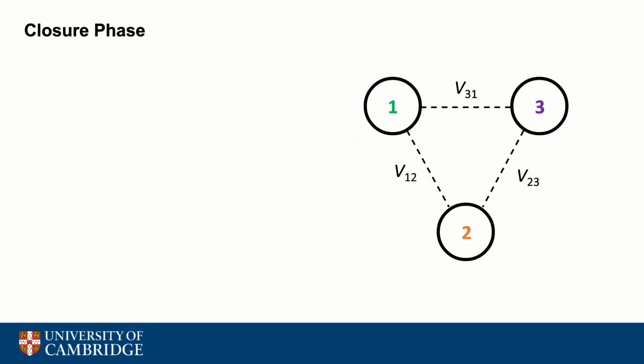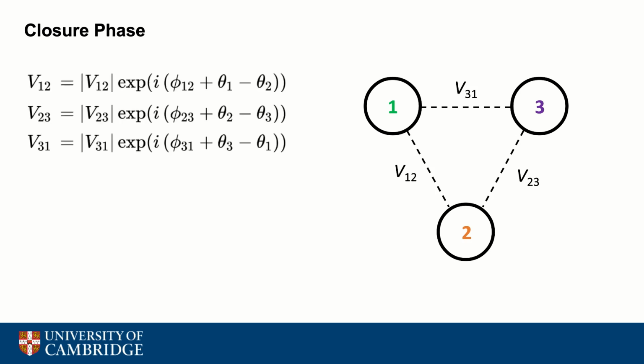In an antenna triangle there are three visibilities. And visibilities are complex numbers, so they can be written as an amplitude times a complex phase. And the complex phase can be further decomposed into a term that is purely due to the sky and another one that is due to the instrument. And here we make the assumption that the instrumental gain phases are antenna-based and direction independent.